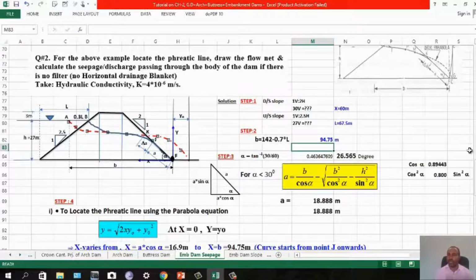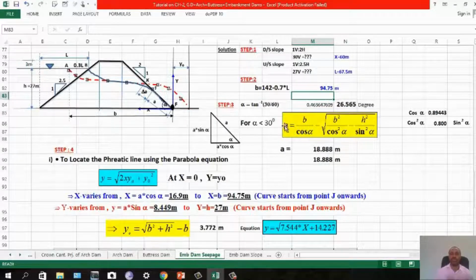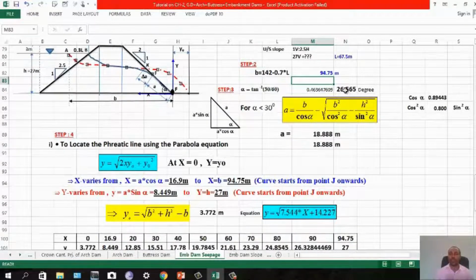Then step 3. This is the inclination alpha, the downstream inclination, tan inverse of 30 over 60, with the 30 meter height of the dam you have. Once you calculate this, you get in degree measure 26.56 degrees, which is the downstream inclination angle. So you have the theoretical phreatic line, but the actual phreatic line is 0.3 times L of this dimension. It will join the theoretical phreatic line, then go downstream of the embankment dam.